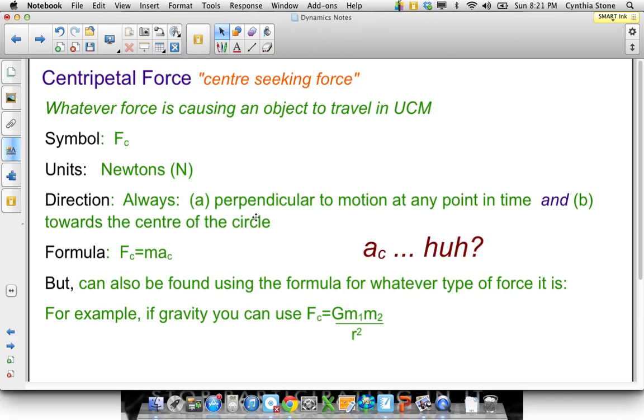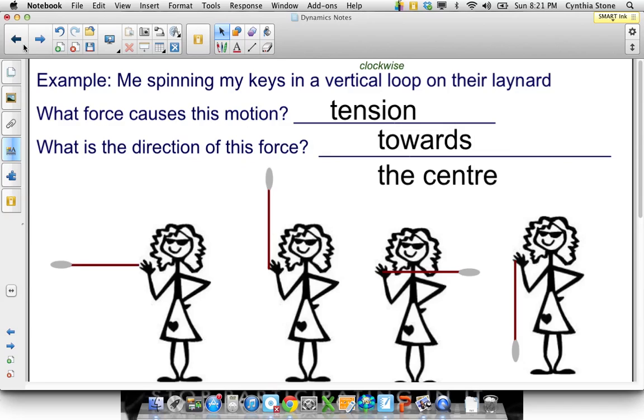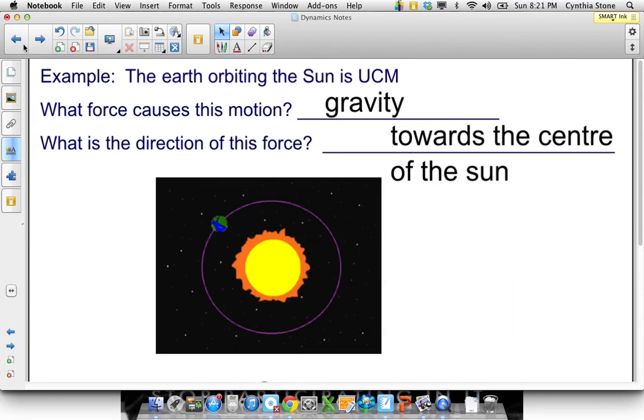The direction is towards the center, and both of these things are true: it's perpendicular to the motion, which also means towards the center of the circle, okay? And if I could just, hold on, I'm going to switch slides here. I think the best example is the gravity one.